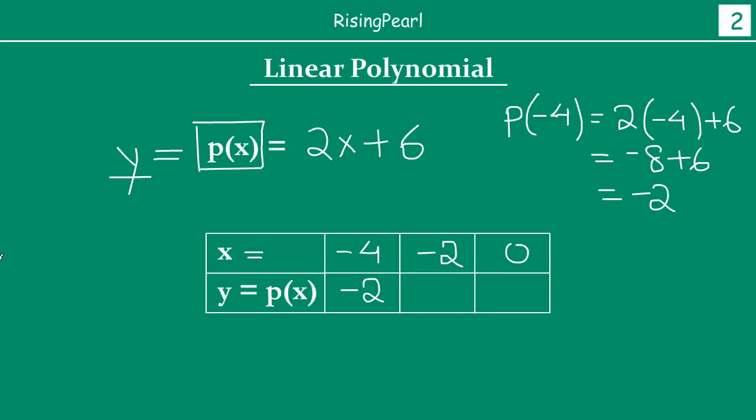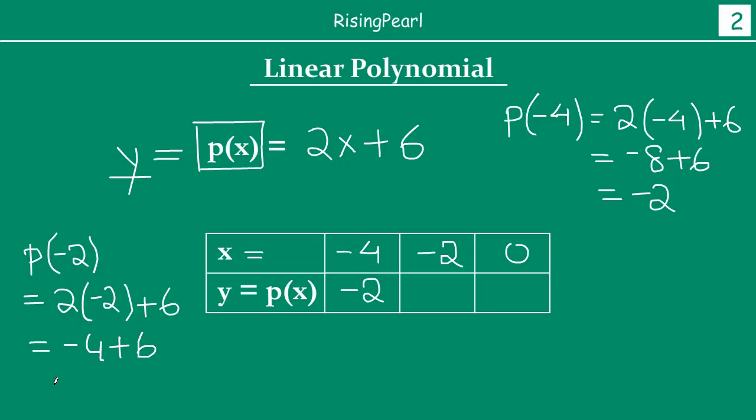Similarly, let's do it here, for x equals minus 2. For x equals minus 2, the value of the polynomial is 2 times x, which is minus 2, plus 6, or you get minus 4 plus 6. So 6 minus 4 is 2. So you get the value 2.